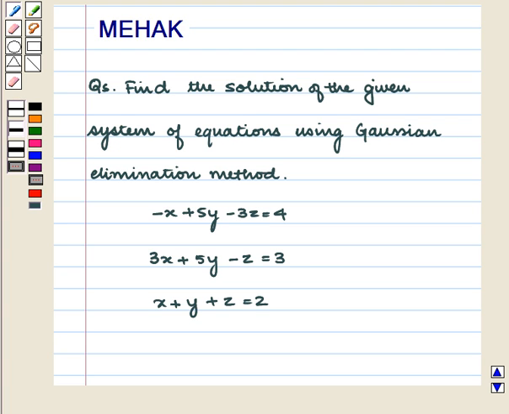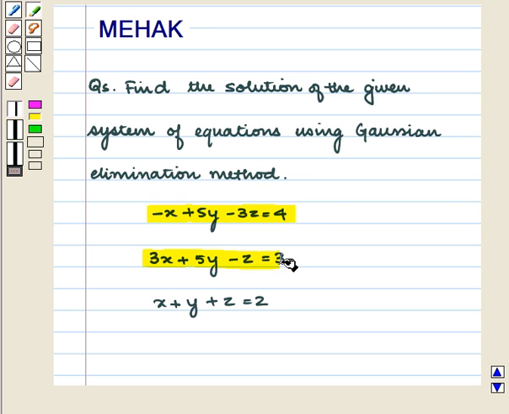In this session, we are going to discuss the following question: find the solution of the given system of equations using Gaussian elimination method. Minus x plus 5y minus 3z is equal to 4. 3x plus 5y minus z is equal to 3. And x plus y plus z is equal to 2.